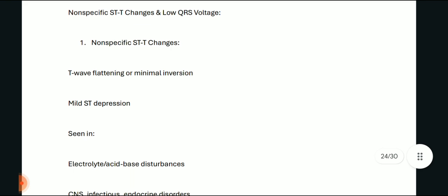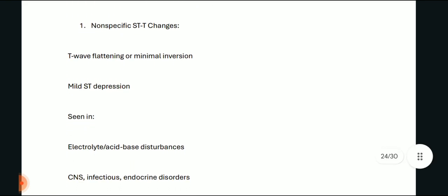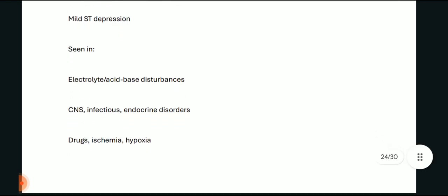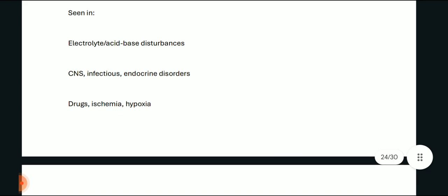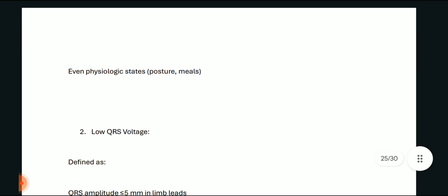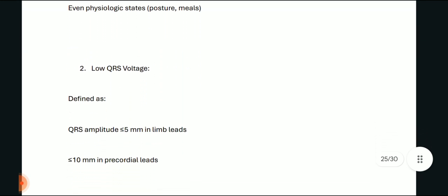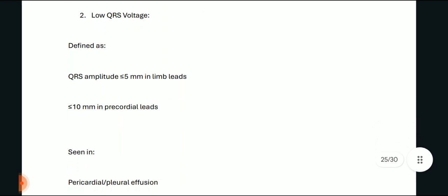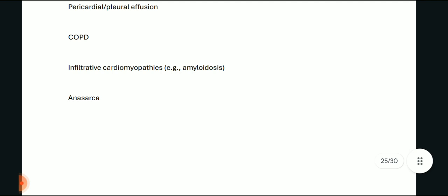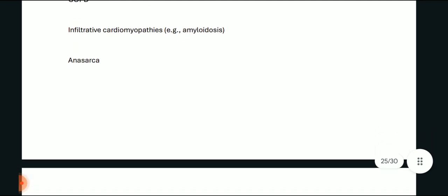Now some non-specific STT changes and low QRS voltage. Non-specific changes: T wave flattening or minimal inversion. Mild ST depression can be there. This is seen in electrolyte or acid-base disturbances, CNS infections, endocrine disorders, drugs, ischemia, hypoxia, and it can also be seen even in physiological states like posture, meals, etc. Low QRS voltage is defined as a QRS amplitude less than 5 mm in limb leads or less than 10 mm in precordial leads. It is seen in pericardial or pleural effusion, in COPD, in infiltrative cardiomyopathies like amyloidosis, and in anasarca.